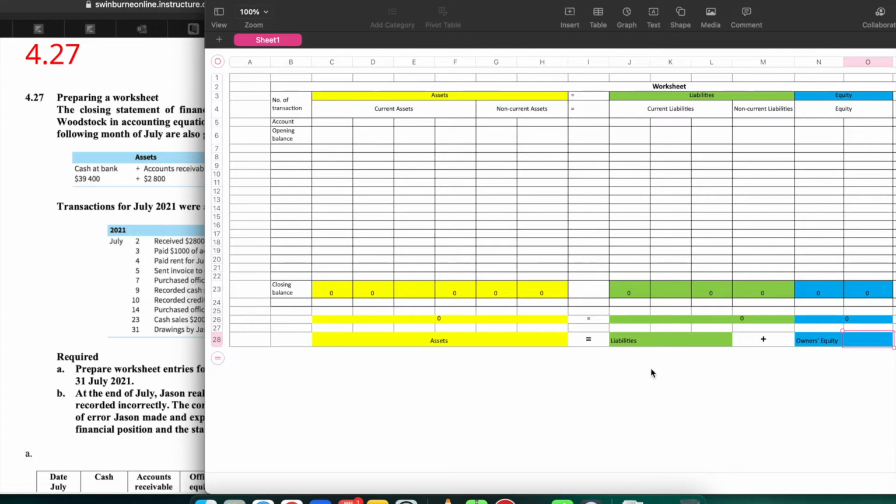So this is how we know that we've done our worksheet correct. And you'll see how I do it at the end of this. And we've got our equity section over here. So this is basically like the value of our company.